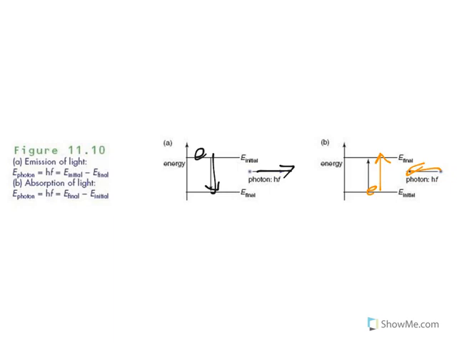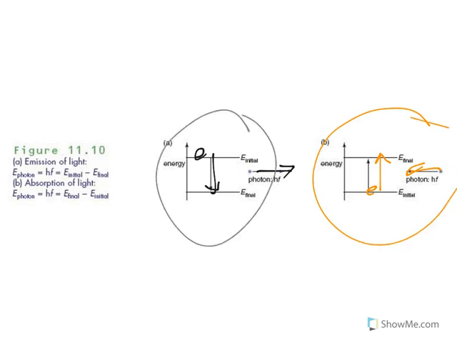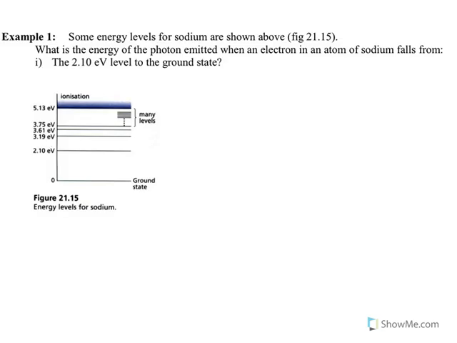So depending on which happens, sometimes here it's absorbed and over here you get the photon out. Alright, a couple of examples. And there's 21.15. What is the energy of the photon emitted when an electron in sodium falls from the 2.1 eV level? So there's the 2.1 eV level there to the ground state.